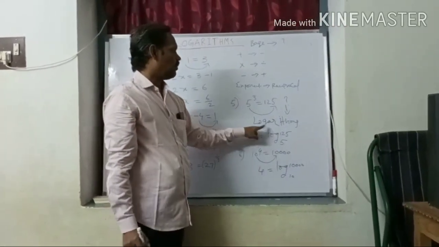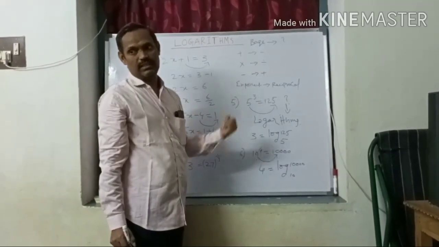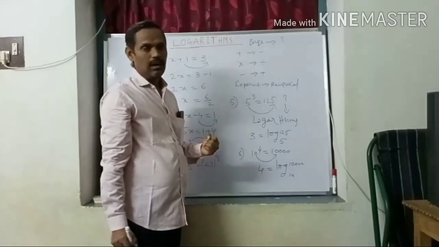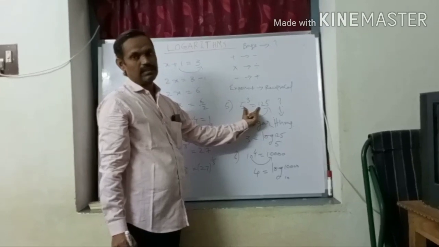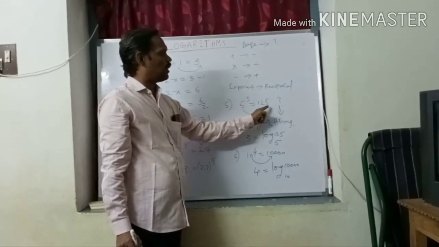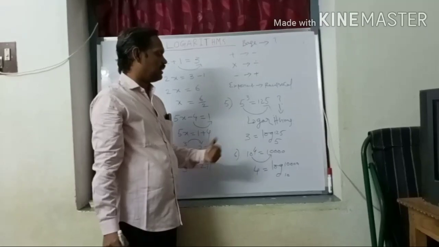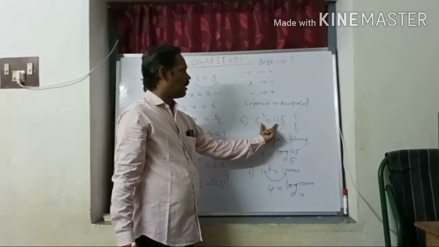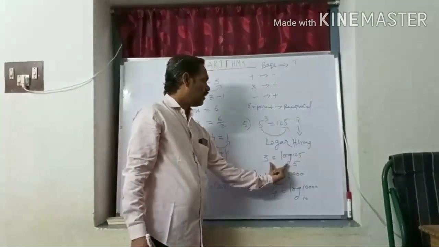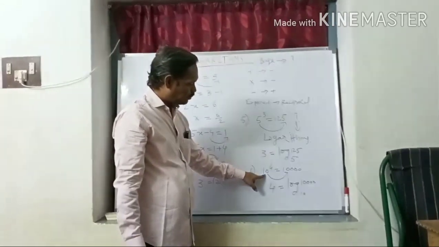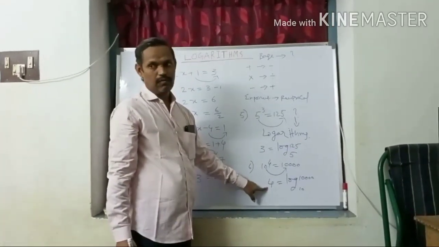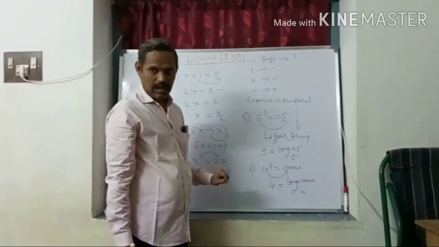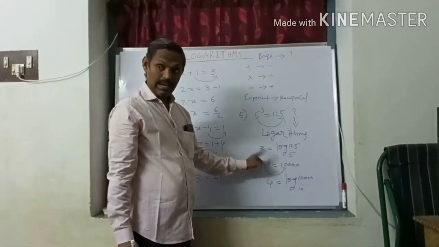So the logarithm form derives from an exponential equation. The logarithm concept is derived from the exponential equation. How? In an exponential equation, when the base is transposed to another side, it is converted as a logarithm. So this is called the exponential form, and this is called the logarithmic form. This is again the exponential form, and this is the logarithmic form. So the logarithmic form is another form of the exponential form.